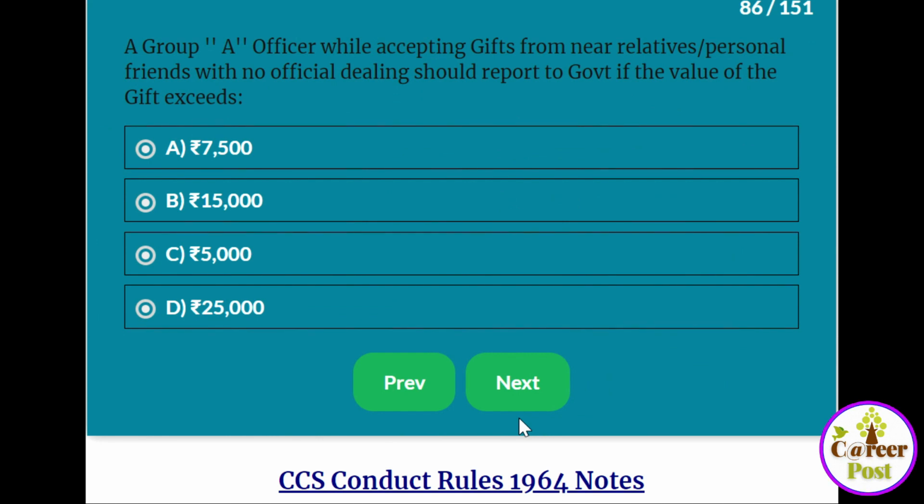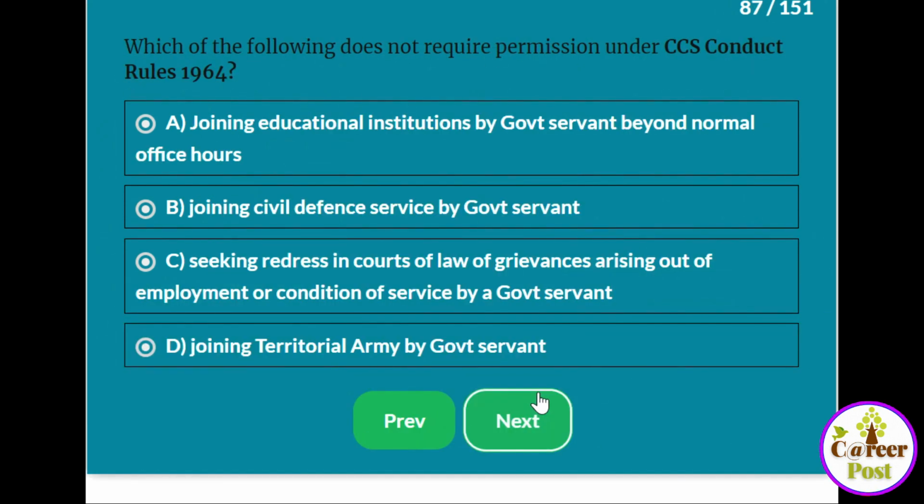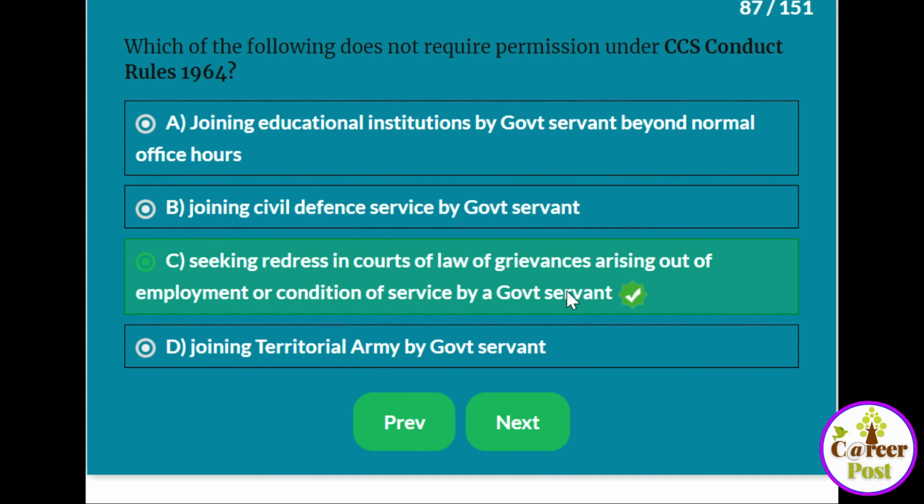A Group A officer, while accepting gifts from near relatives or personal friends with no official dealing, should report to the government if the value of the gift exceeds 25,000. Which of the following does not require permission under CCS Conduct Rules? Joining an educational institution beyond normal office hours, joining civil defense service, seeking redress in the courts of law of grievances arising out of employment or conditions of service, joining the territorial army. The question is which does not require permission. It is seeking redress in a court of law of grievances arising out of employment or conditions of service.